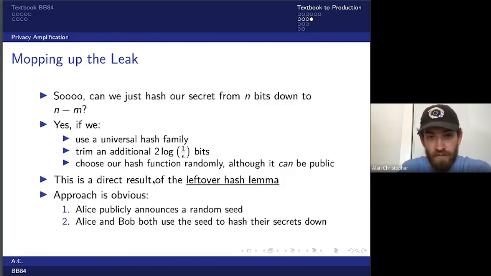Because our choice of hash function from our hash family can be public, and that doesn't break the leftover hash lemma, we can just announce a random seed. It has to be a long enough random seed, but it can be public. Then we're both going to take that random seed, use it as a salt in our hash function, and hash the secrets down from n bits to n minus m, and voila, Eve no longer has information on our secret. And that covers privacy amplification. Any questions there?